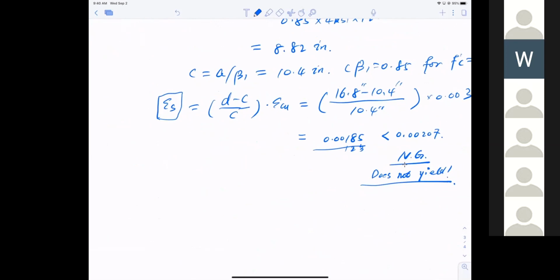Can we use the equation to get the moment strength still? I mean, can I use this As fy, d minus a/2, and proceed and so on? Can I do that? Can I do that? Marshall.